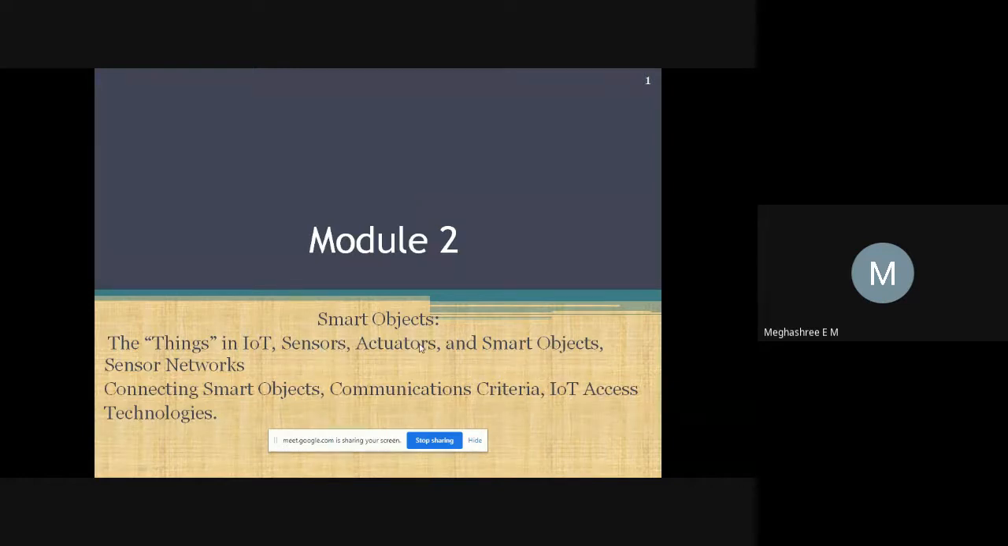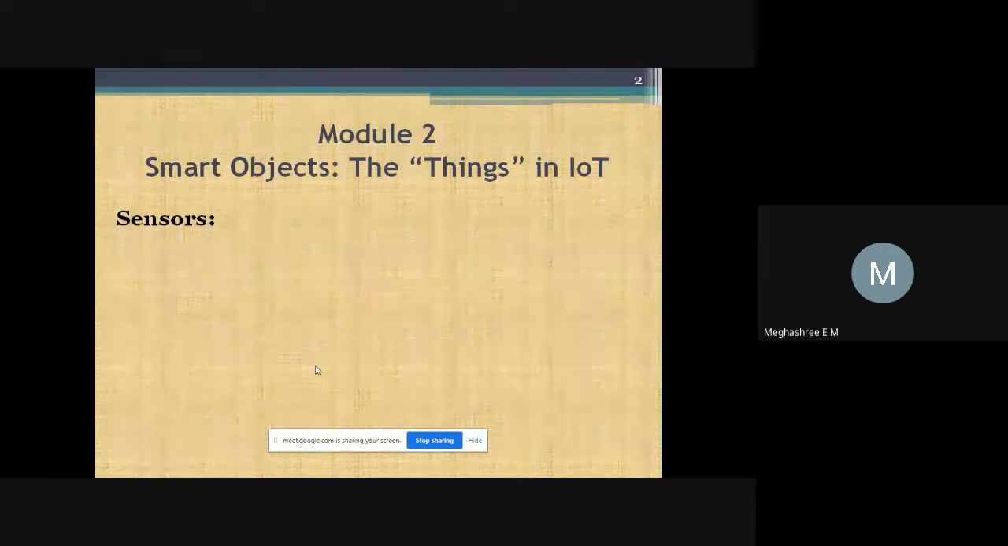What are actuators? A few examples under this, and what actually smart objects are, and also the sensor networks that are used to connect the sensors to the network. That we are going to study in the first chapter. And in the second chapter, as I said, we'll be discussing connecting these smart objects. With respect to this, we are going to discuss communications criteria and IoT access technology. Let's start with the first chapter, which deals with smart objects.